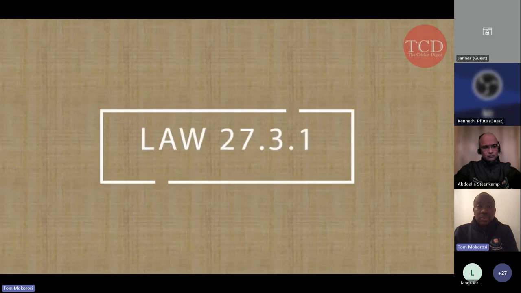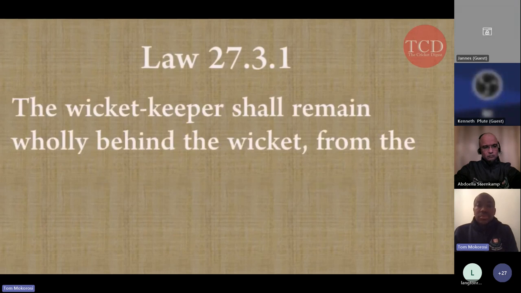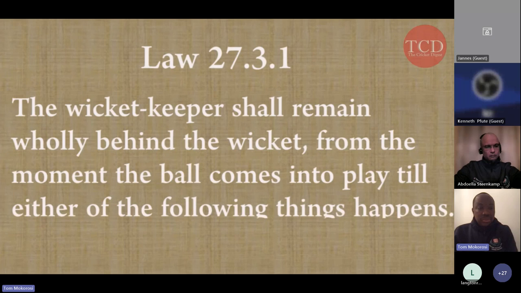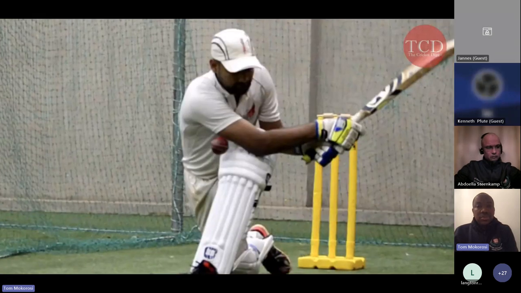27.3.1. Let's see what exactly that law is. The wicketkeeper shall remain wholly behind the wicket. He can't even be parallel to the stumps. From the moment the ball comes into play till either of the following things happens: ball touches the bat or body of the striker.